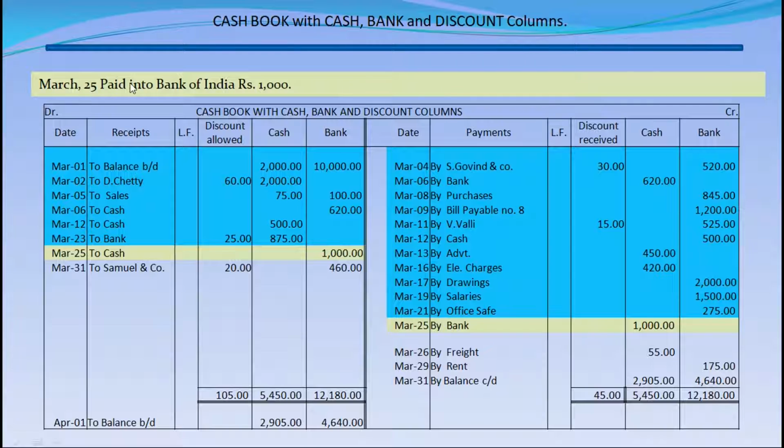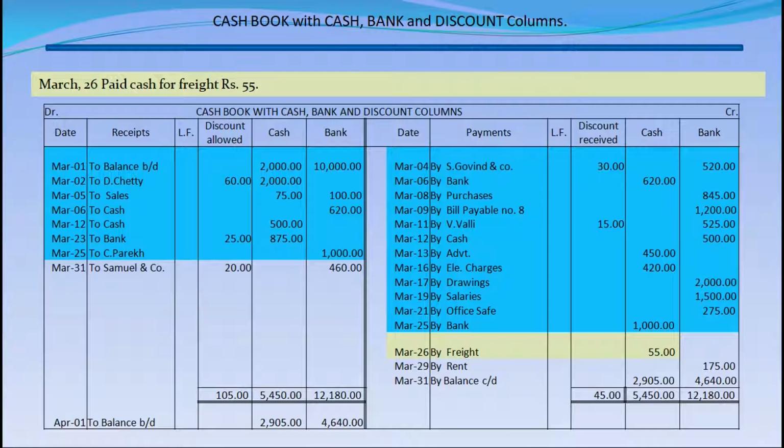March 25, paid into Bank of India 1000. Again here we are foregoing cash and depositing in our bank account. So our cash will reduce. So we have to record it on the credit side of the cash column, March 25 by bank 1000. When we have deposited it in the bank, we will receive in the bank account. So on the debit side of the bank account, we have to record this as 1000 rupees. March 25 to cash 1000 rupees debit in the bank column.